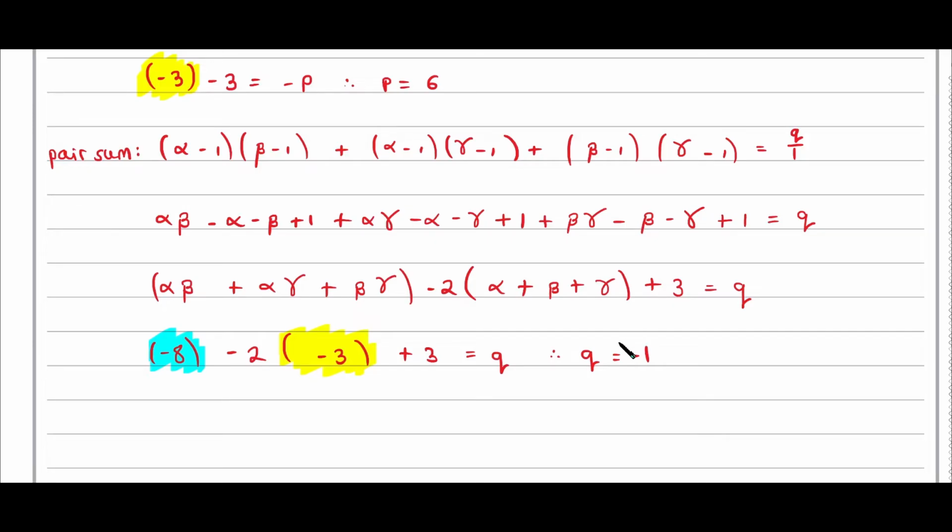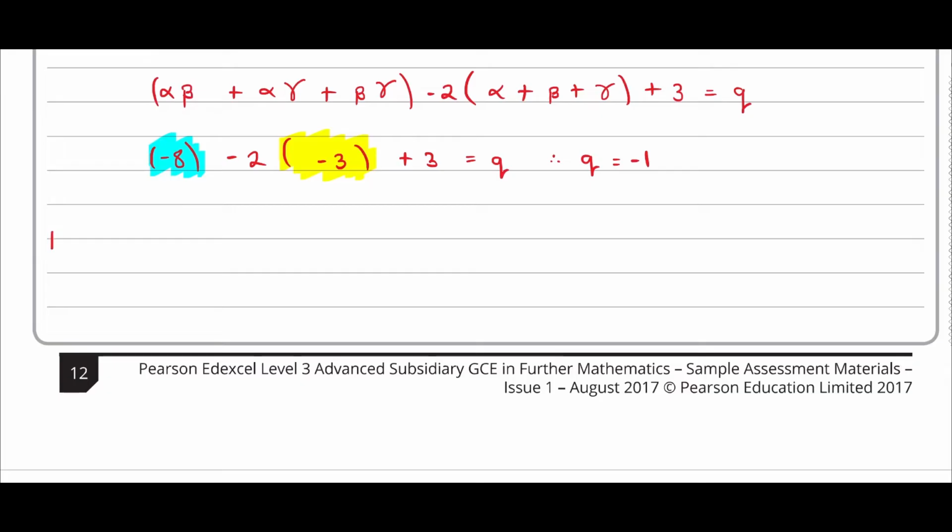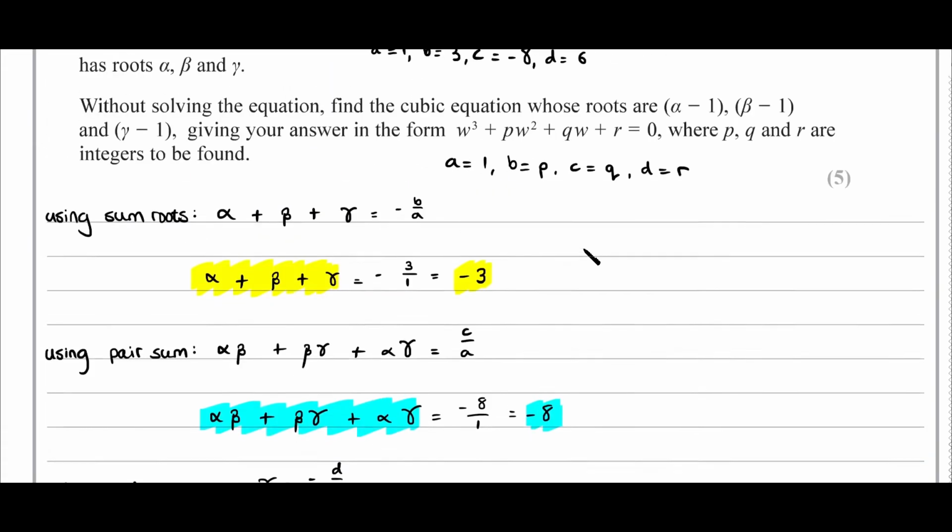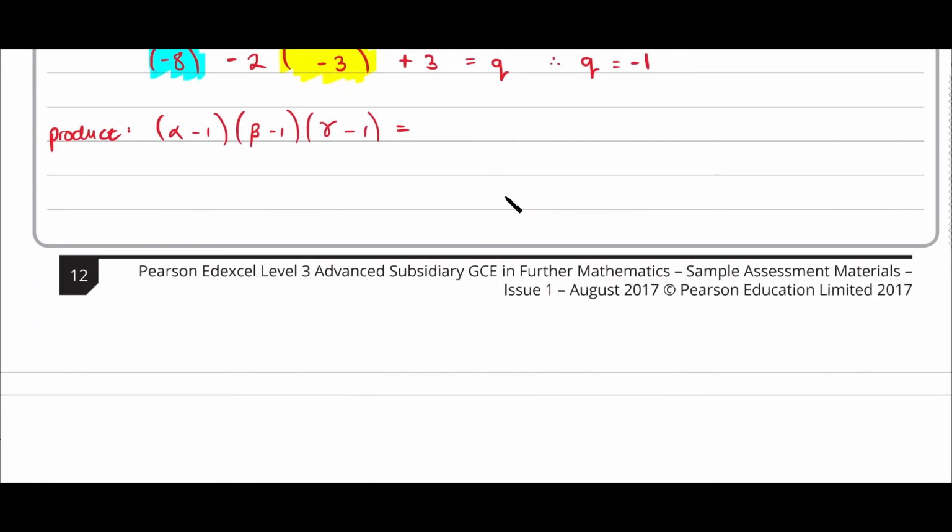And now, if we consider the product, we have alpha minus 1, beta minus 1, gamma minus 1. And this is equal to, if we go back and use what we had over here, minus d over a, which is minus r over 1. So we have minus r over 1. So we have alpha minus 1, and if we expand beta minus 1 lots of gamma minus 1, we have beta gamma minus beta minus gamma plus 1. And this is equal to minus r.